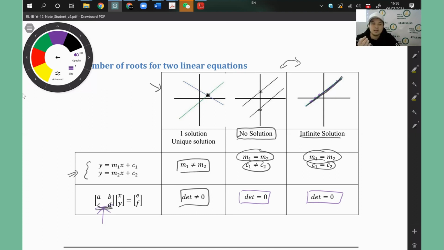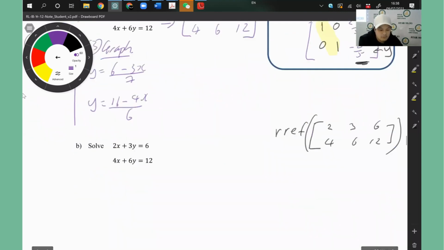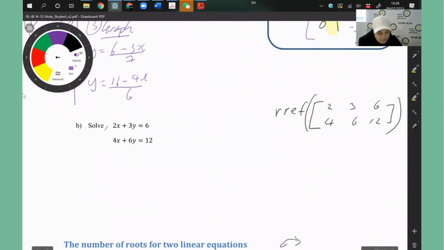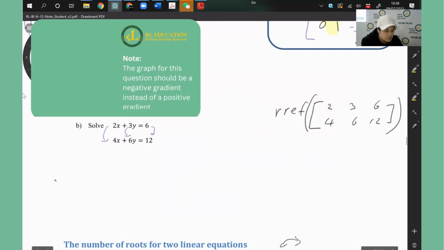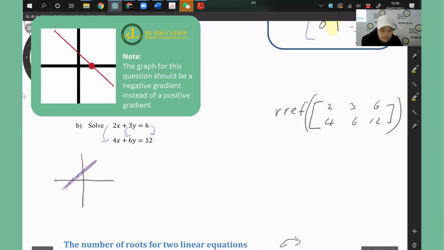Okay, so you got 3 situations when you're dealing with two linear equations. The first one is a unique solution. Look at the second one. Can you see this double to get this? So what do you mean by that? Which means these two equations are the same. These two equations are on top of each other. You got so many intersections.